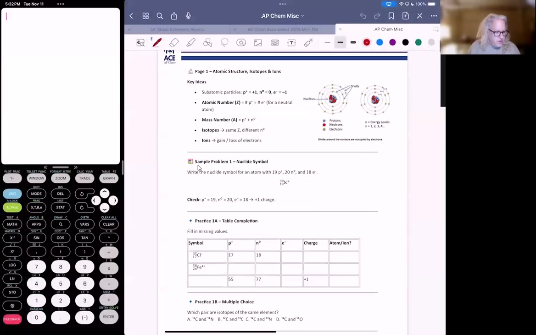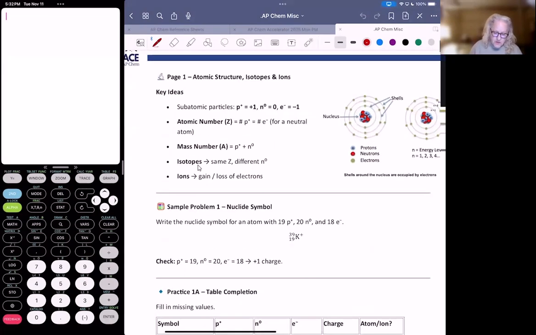Today we're going to cover Unit 1. So I hope you printed out Unit 1 from our Canvas course, and I'm going to share my screen. There we go. So we are reviewing Unit 1 of AP Chemistry, and the first topic we're going to go over is atomic structure, isotopes, and ions.